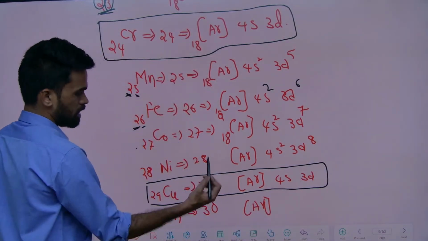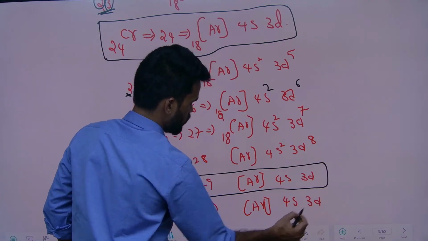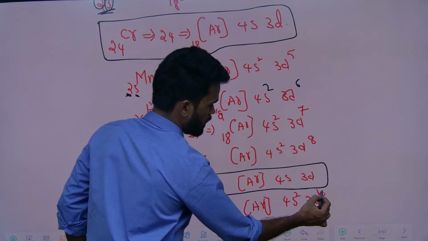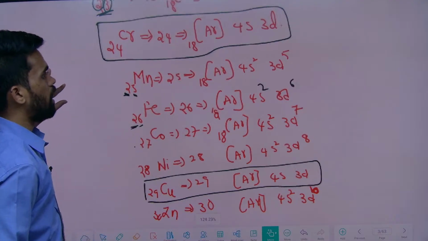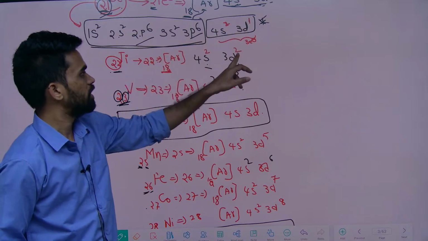Next, what about zinc? So 30 now. So 30 means 4s 3d. Okay, 30. So here 2, here 10. Like this you need to fill. Now if you observe the trend, it is something like D1, D2, D3.